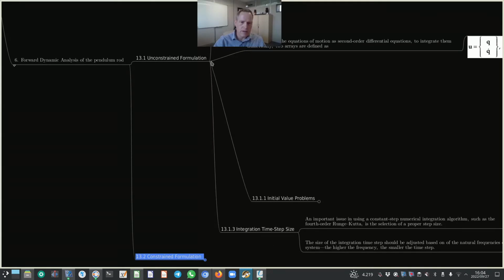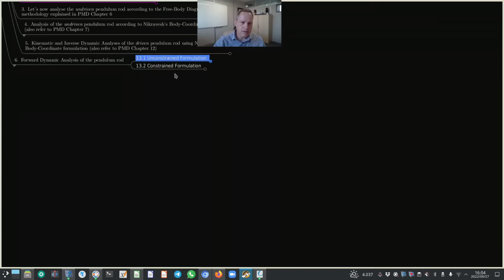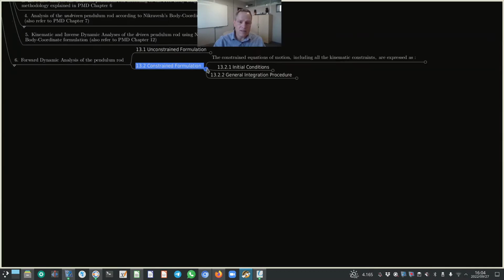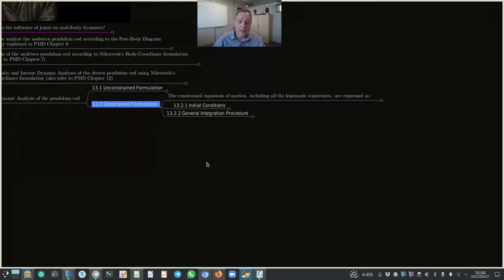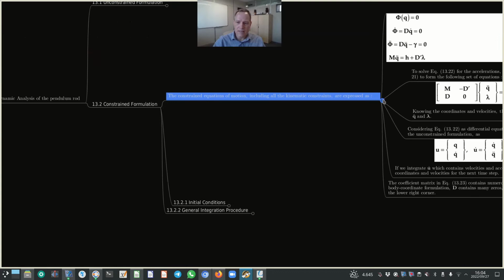Okay, up to now we have focused our discussion on the unconstrained formulation, which really gave a theoretical overview of what is involved in a forward dynamic analysis. Now, the constrained formulation is obviously now a bit more relevant to what we are discussing and to our pendulum rod example. The constrained equations of motion, including all kinematic constraints, are expressed as.